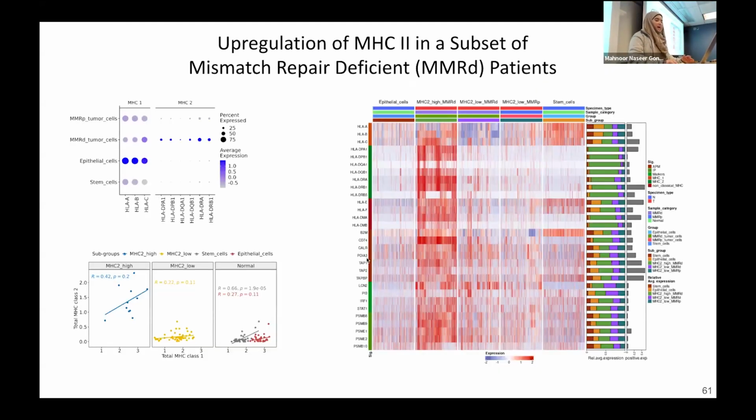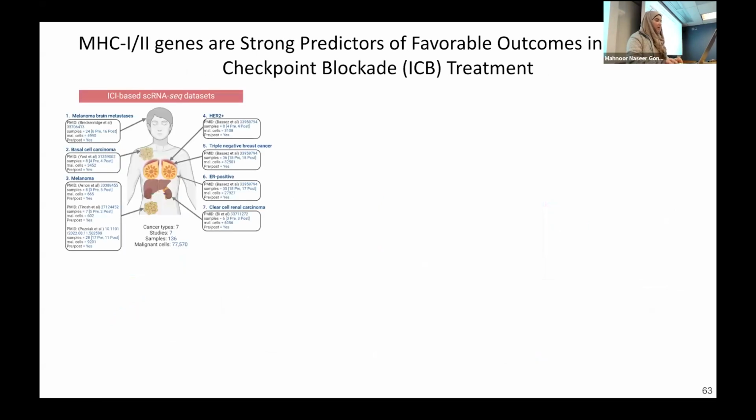Since we are short on time, I'm not going to show you the colon cancer results, but just know that MHC class 2 was high in MMRD patients. MMRD patients are mismatch repair deficient. They have higher tumor mutation burden and are more likely to respond to immune checkpoint therapy. And this is why we went into immune checkpoint therapy for our last analysis.